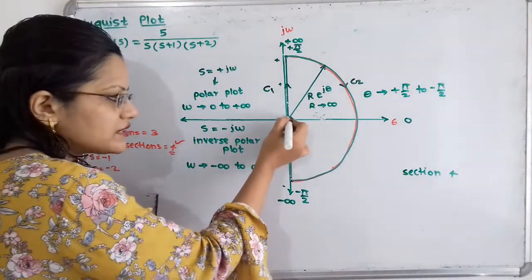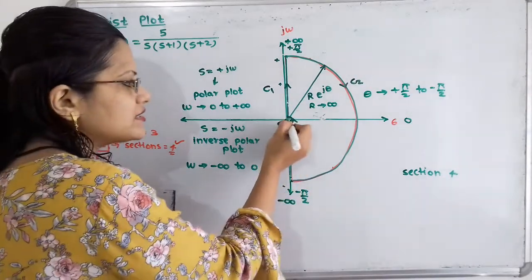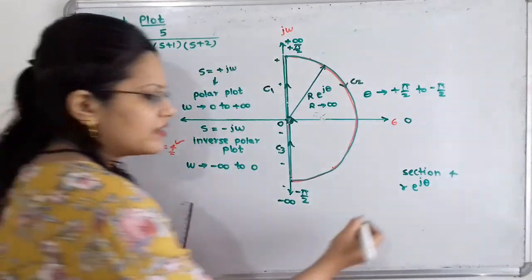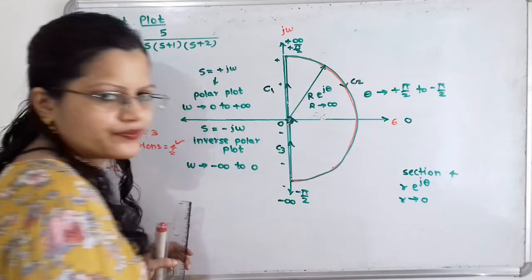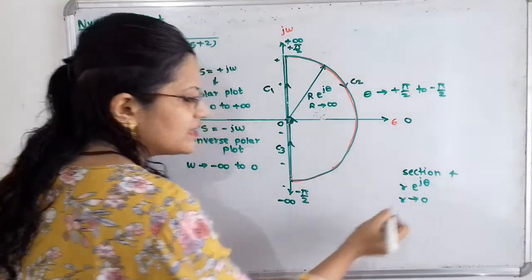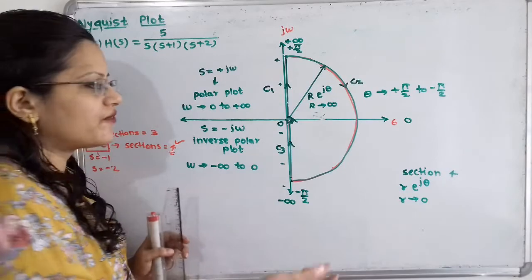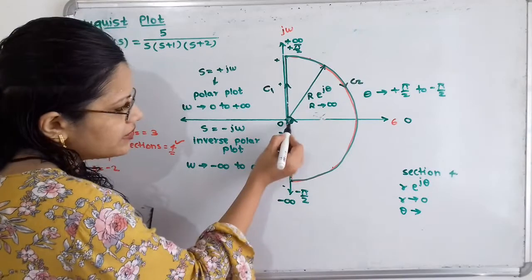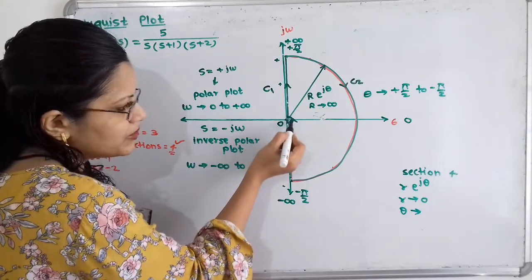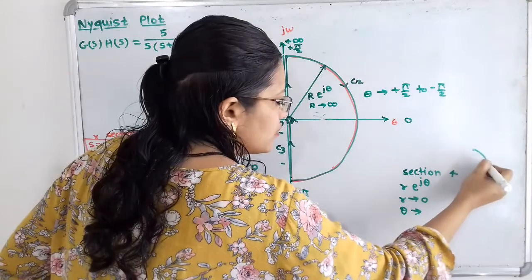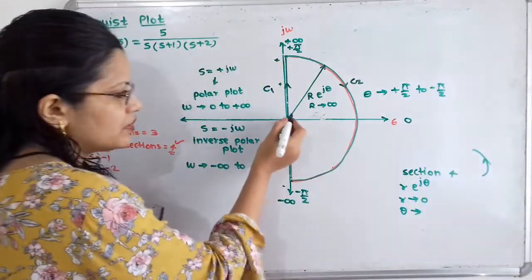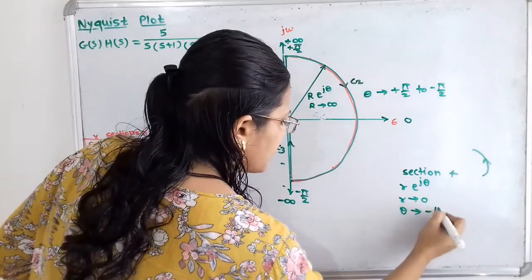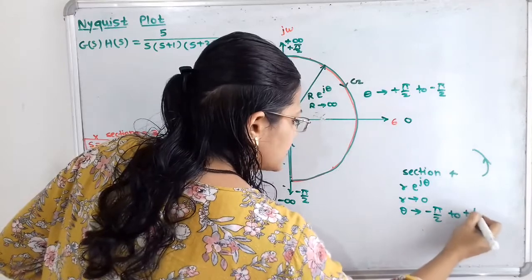So for this section we will determine, or it is determined by small r e raised to j theta, where r tends to 0. And what is this e raised to j theta? So e raised to j theta is for phase angle and theta varies from, now if we observe here, theta varies from minus pi by 2 to plus pi by 2 because the arrow I have shown is in this upward direction. So along this imaginary axis, if we observe, theta varies from minus pi by 2 to plus pi by 2.